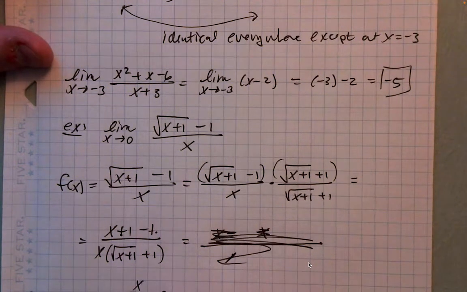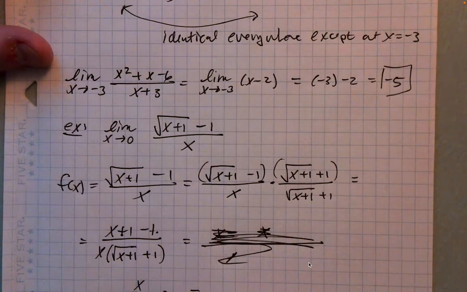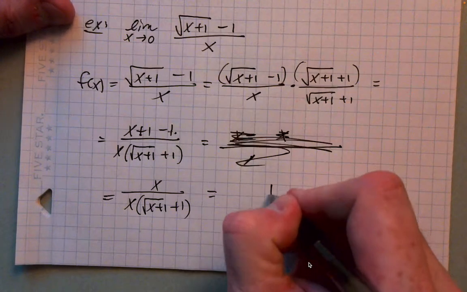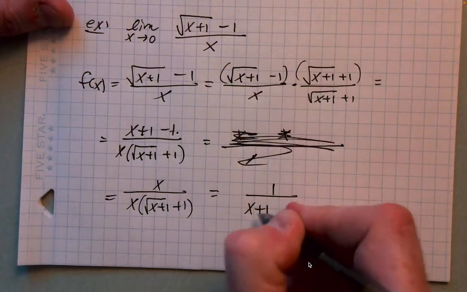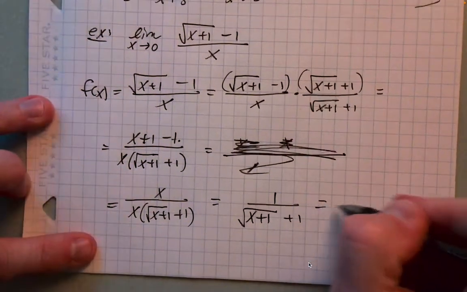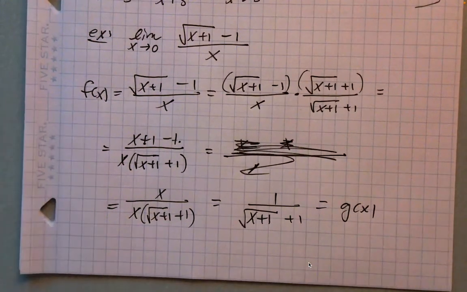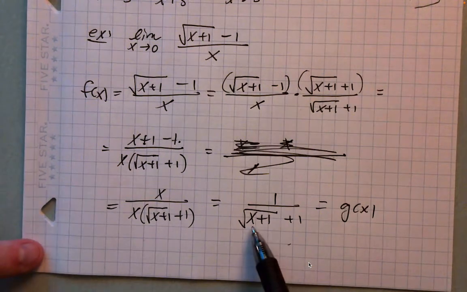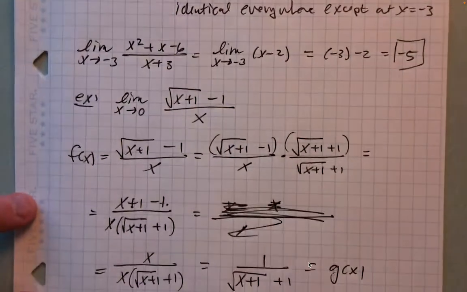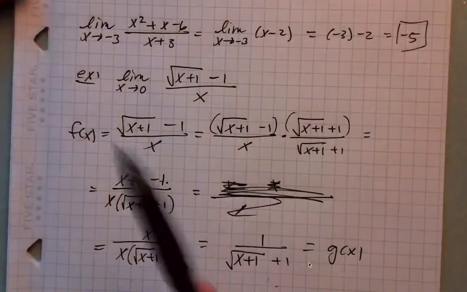So you get x over x times (the square root of x plus 1, plus 1). And obviously the x's will cancel as well. And so you get 1 over (the square root of x plus 1, plus 1). All right, so this would be your g of x. Now, when we look at this function, is it going to be possible to evaluate this at 0?